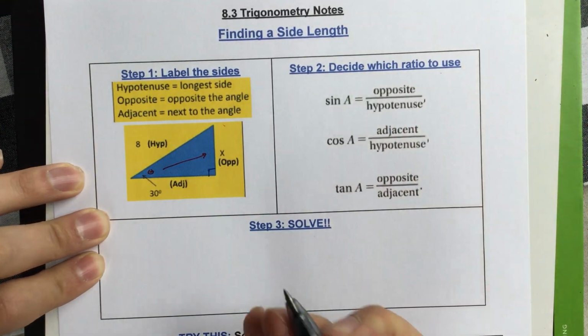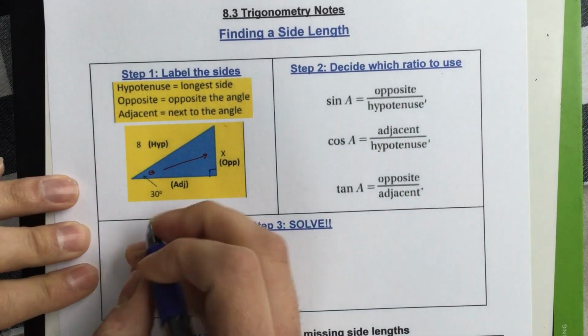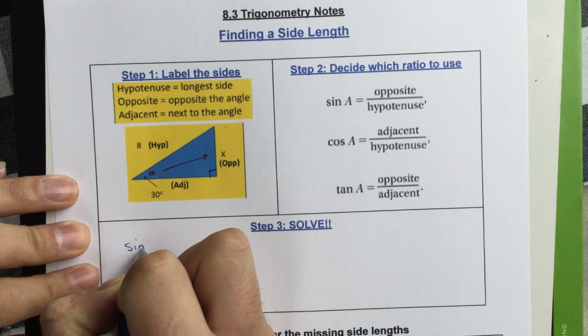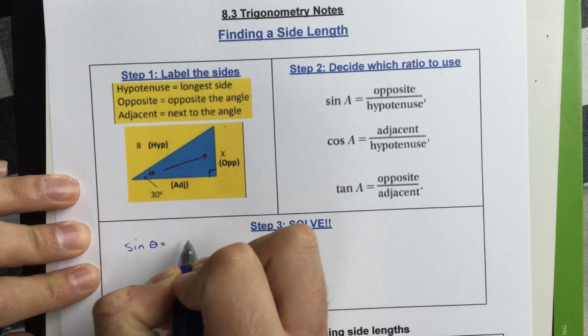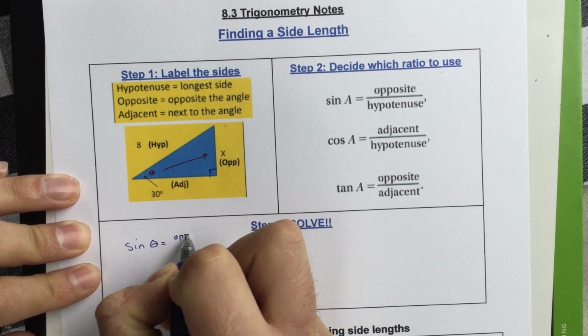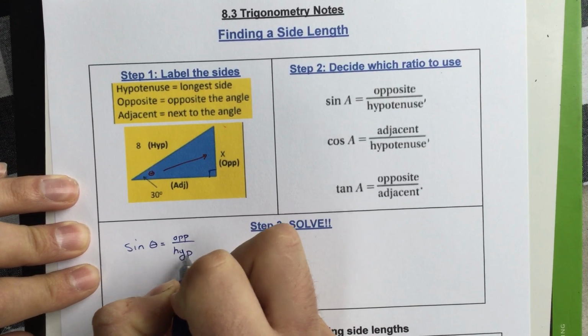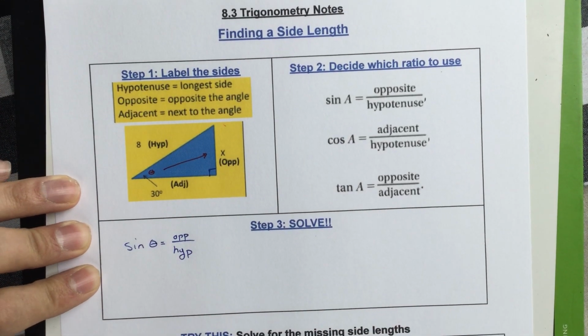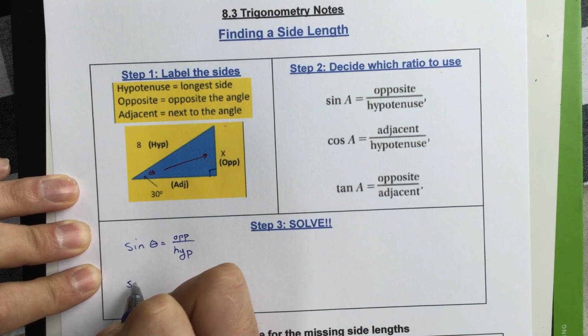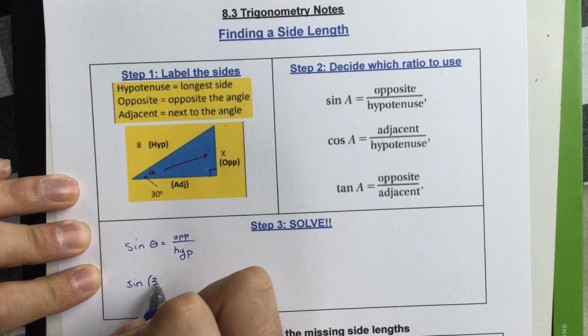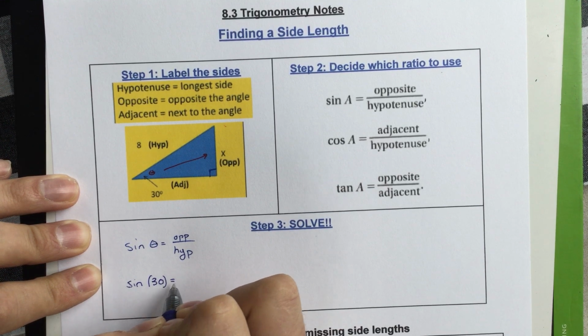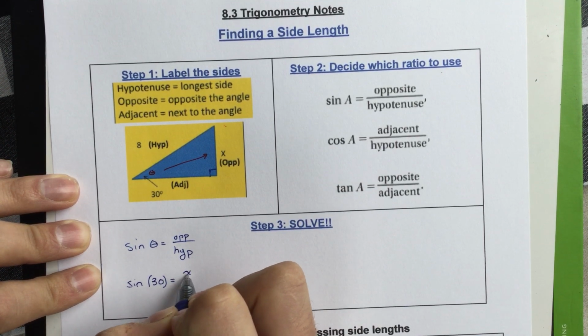That would be our sine ratio. So we can write an equation. Sine theta equals the opposite over the hypotenuse. So if I were to substitute, I would write this as the sine of 30 degrees equals x over 8.